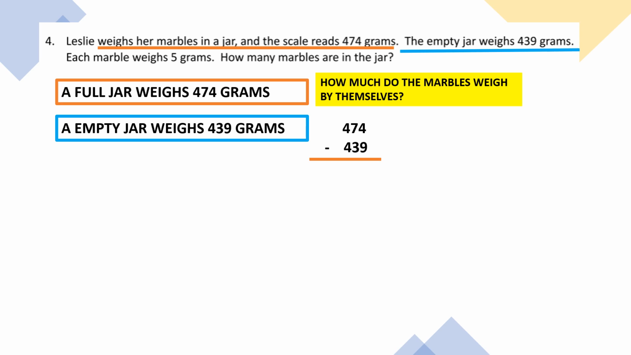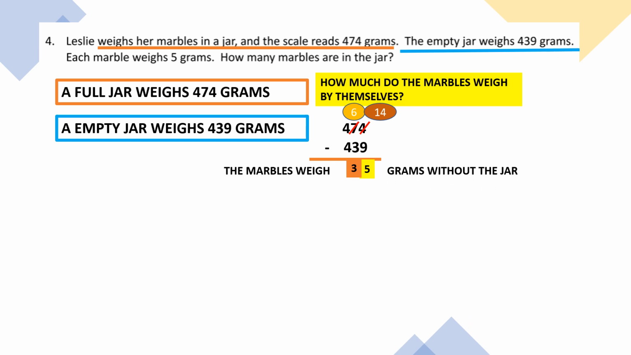And I always start with my ones place. 4 minus 9. Well, I can't do that. So I'm going to have to go next door to the tens place and borrow a 10. So that 7 is going to become a 6. And now my 4 is going to become a 14. Now I can subtract. 14 minus 9 is 5. And 6 minus 3 is 3. So that means that the marbles, when they're not in the jar, weigh 35 grams without the jar.